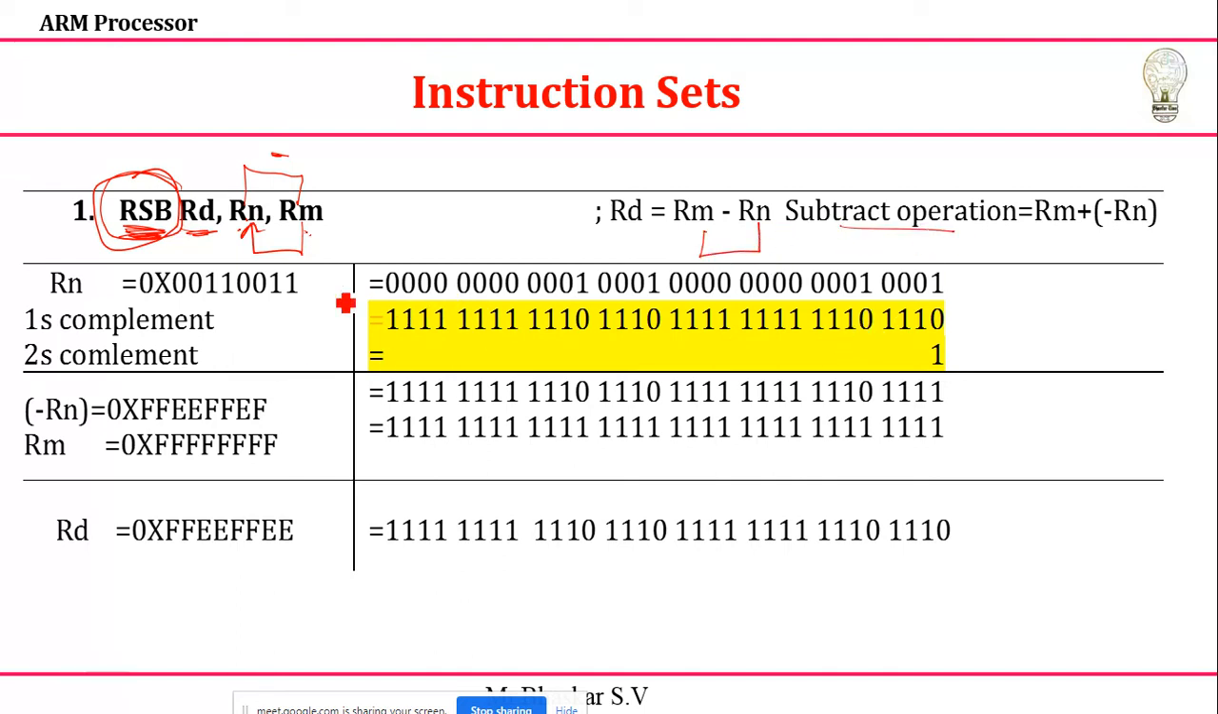You can see, first here I'm going to take an Rn value as 0, 1, 1, 1. Same process. Because of minus Rn, I need to find the 2's complemented value.